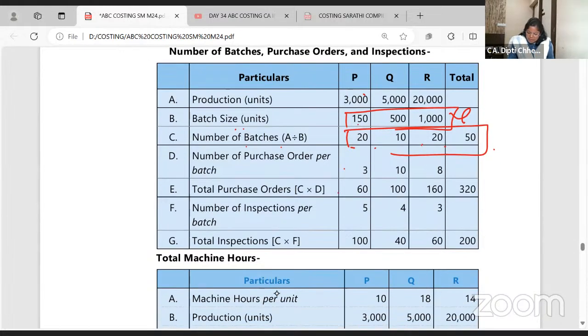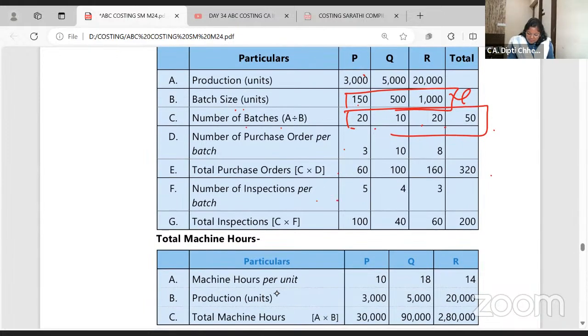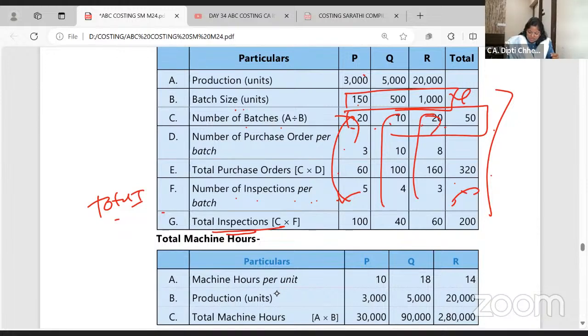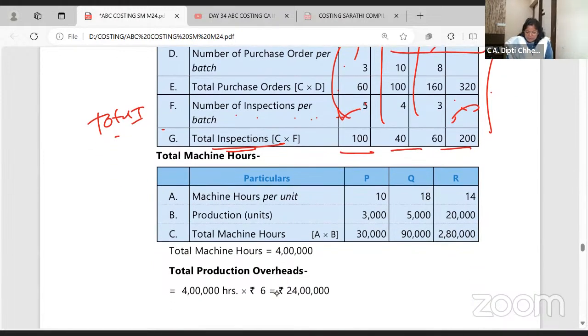Same way, purchase order. Same way, number of inspections. I hope you are getting. Ma'am, can we divide inspection cost by number of inspections? No. This is already asked in exam and it is a common mistake I've seen students doing. They divide total inspection cost by number of inspections. It's wrong, because these are number of inspections per batch or per unit, whichever way it is given; here it's per batch. So multiply it with batch. Number of inspections per batch and number of batches will give you the ratio in which you have to allocate the inspection cost.